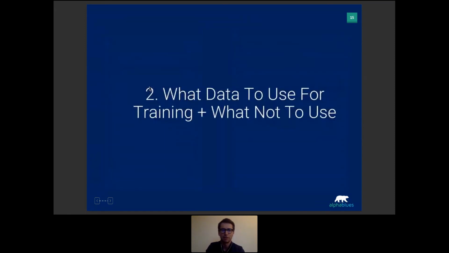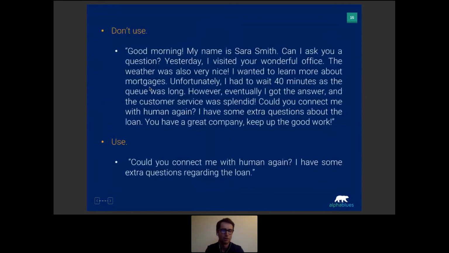Things like what we get asked a lot, like what data to use for training and what not to use. So I made a very clear-cut example. Here's something you should not use. A long text like: good morning, my name is, I have a question, I visited your office, the weather was nice, but I had to wait. However, I got the answer. Could you connect me with the human? I had some extra questions. You have a great company. Keep up the good work.